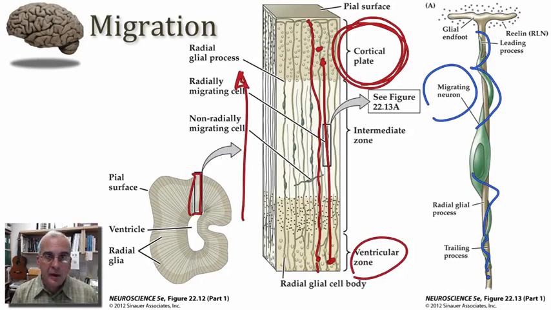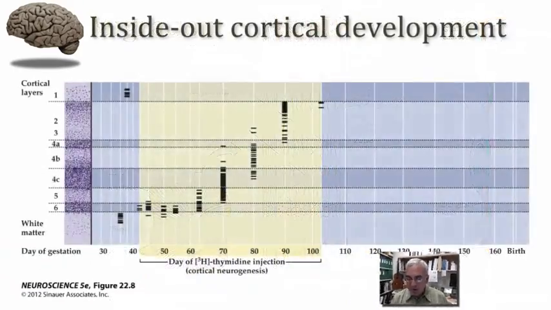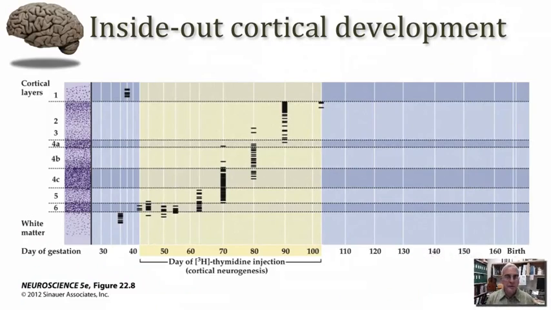So as these neuroblasts migrate from the ventricular zone up to the cortical plate, they do so in a particular pattern. The cortex is essentially built in an inside-out fashion. And here are some data from what's called birth dating studies that have been done to track the final mitosis of a precursor cell and its ultimate position within the developing cortical plate.